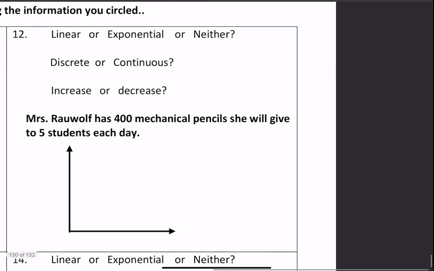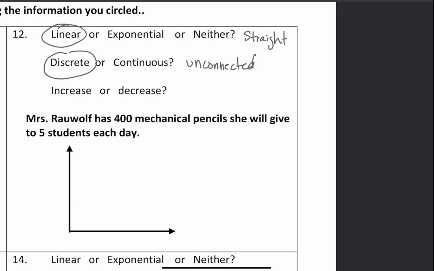Can you tell how to do it? 12, Ms. Bravo has 400 mechanical pencils. She will give away 5 to students each day. So that's a linear thing, which means it's going to be a straight lined graph. It's a discrete thing because you count pencils, so that means it's unconnected. And then it's a decrease because I'm giving them away, so that means it goes down. So, graph here, it's going down, it's a straight line, unconnected.